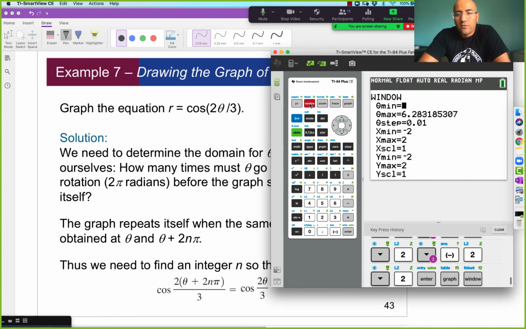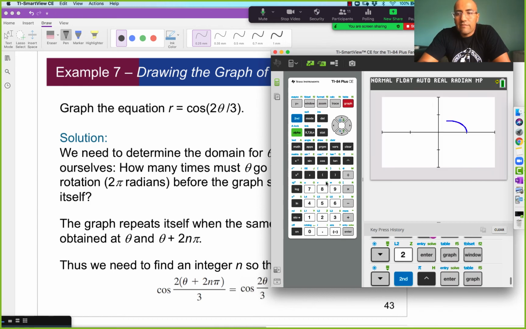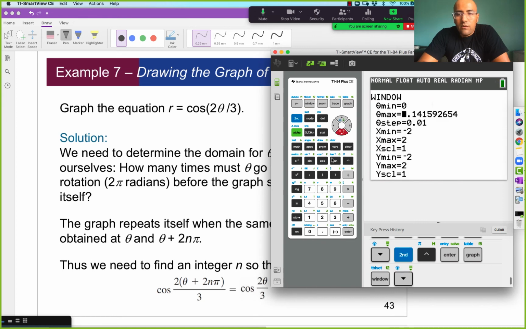So if we go back to our window, what if I make this just pi? Obviously, I'm going to get an even smaller portion of this. It just kind of stopped. So I need to go bigger. You can just guess and check a few things until you get to it. How about if it was 3 times pi? From 0 to 3 pi. Maybe that'll do the whole picture.